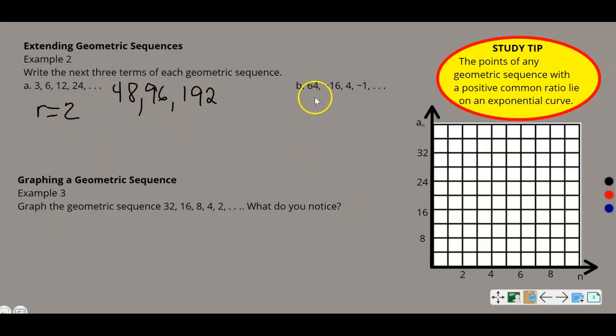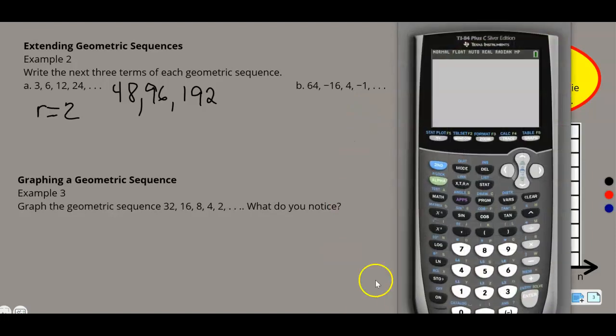All right, B part, 64, -16, 4, and -1. Let's look at the calculator here. Looks like negative 1/4, but let's double check. Take my second term, negative 16, divide it by my first term, 64. Negative 0.25, so that is negative 1/4. Then do the third term divided by the second term. Hopefully that is negative 0.25 as well. There it is.